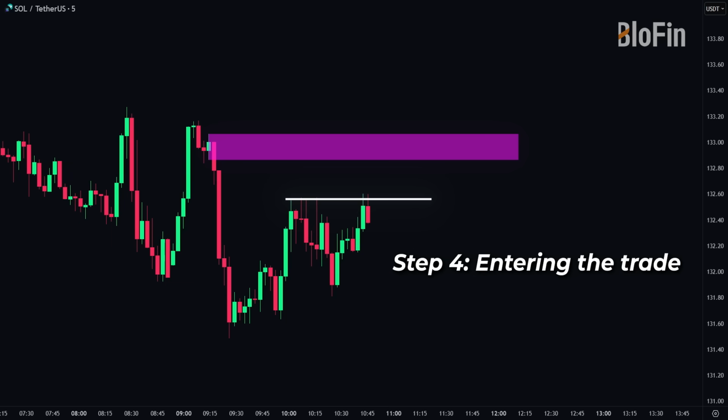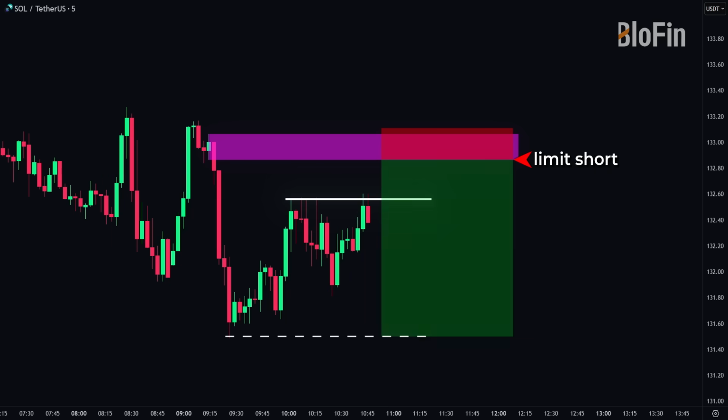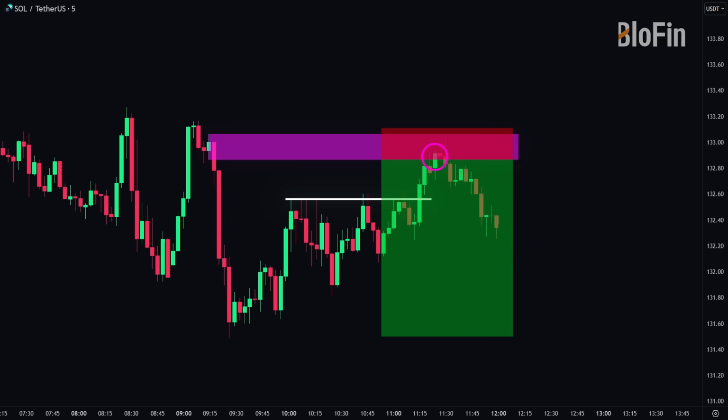Since this is a downtrend, we're looking to short the market, meaning we make a profit if price goes down. For the entry, place a limit short order at the bottom of the supply zone. Set a stop loss slightly above it, and set a take profit target at the previous lows. Then, simply let the trade run. In this example, price sweeps the liquidity level, hits our entry at the supply zone, and then rejects downward toward our take profit.